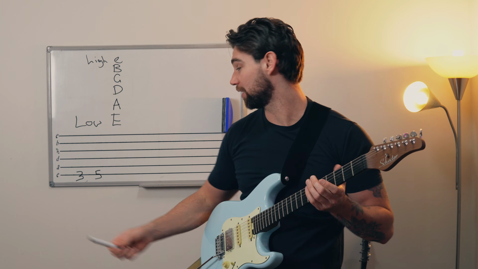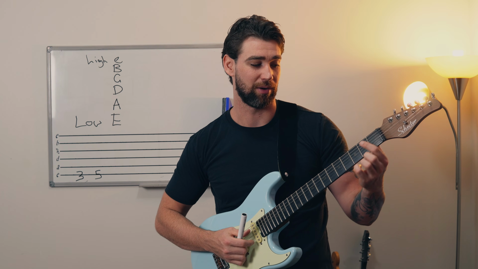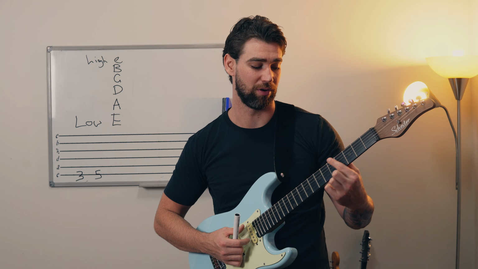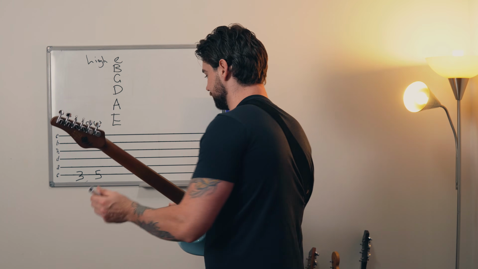So on that same low E string, this is a 5, so now we're going to count 1, 2, 3, 4, 5, push down right behind the fret, and play that note. Cool? Okay, let's keep going.